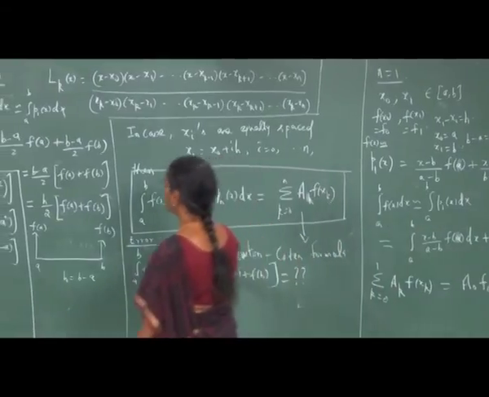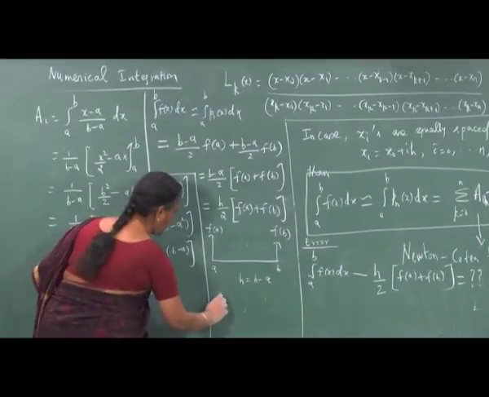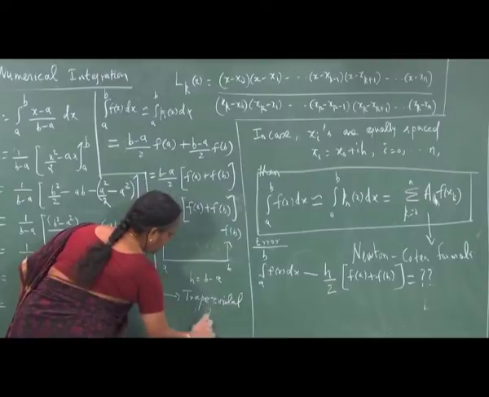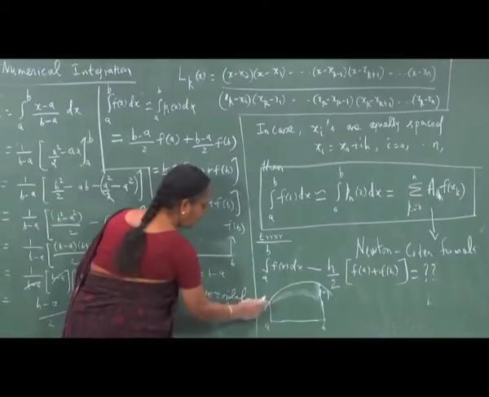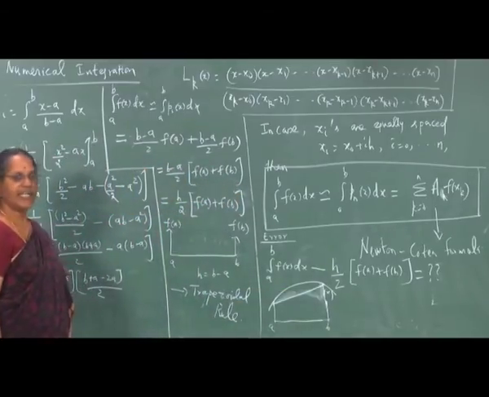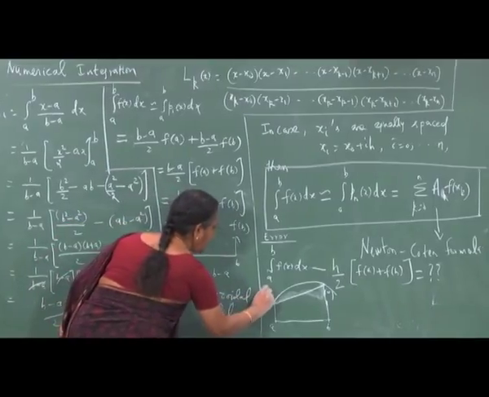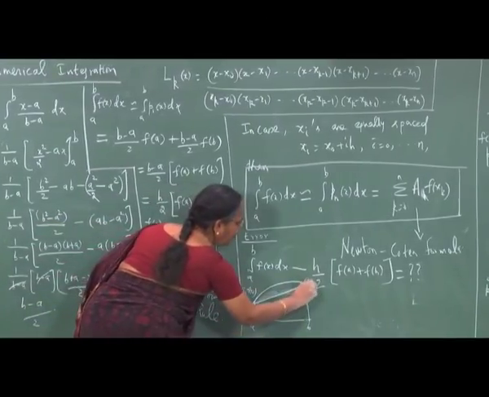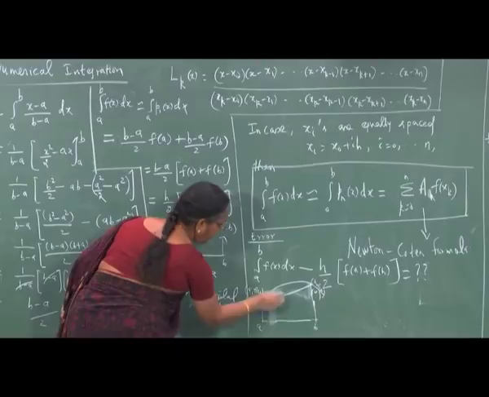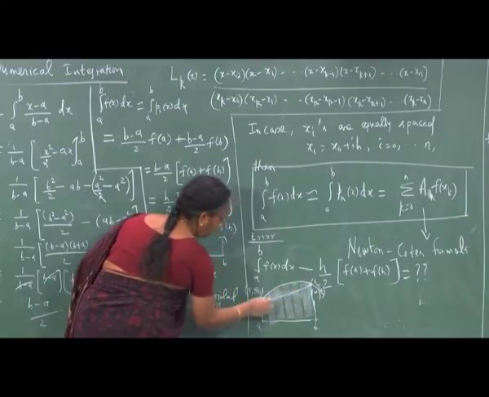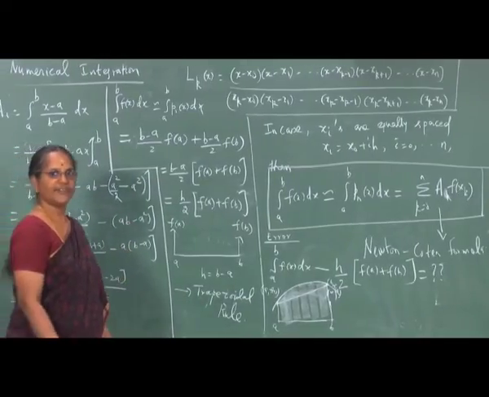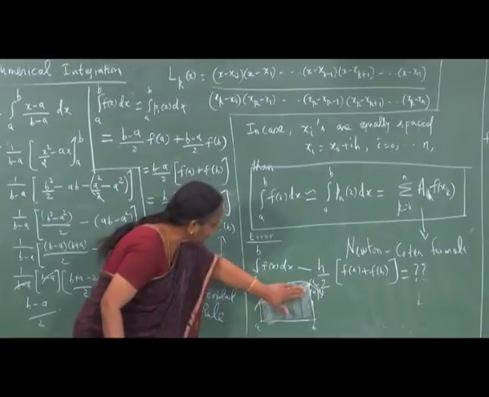And note that the method that we have derived with n is equal to 1 is called the trapezoidal rule. You have approximated this function by means of a linear polynomial, namely a straight line passing through the points (a, f of a) and (b, f of b). And you have approximated the integral from a to b of f of x dx. It is the area bounded by the curve y is equal to f of x and the ordinates at x is equal to a and x is equal to b, namely you require this shaded area.